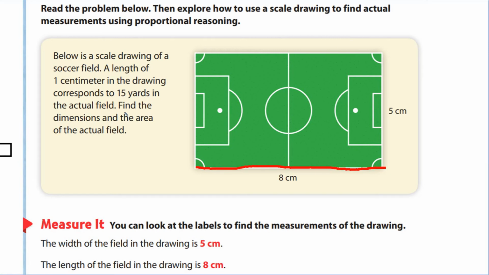The question says, find the dimensions and the area of the actual field. Here are some clues. Measure it. You can look at the labels to find the measurements of the drawing. We just did that. The width of the field is 5 centimeters right here. And the length is 8 centimeters right there.